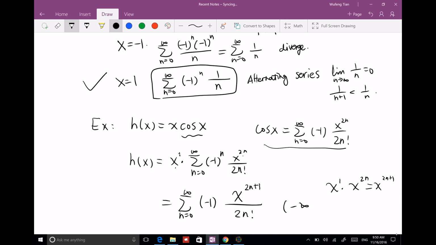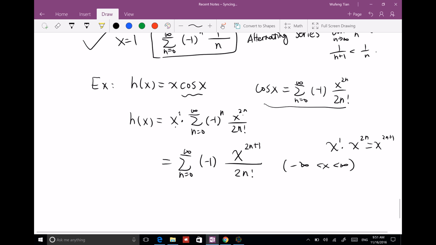Negative infinity less than x less than infinity. Thank you very much, Bella. So that's how we handle the x multiplying the function. That's the only thing you need to do. Okay. Maybe just one more. We don't have time, but I have 2 simple examples, but I think that'll be enough.